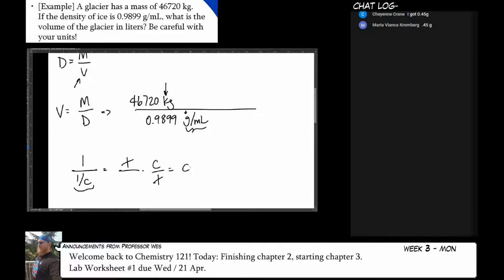Now, why is that important? Because units, you could treat units like numbers. So if I have units on the bottom, it's like I am multiplying by the reciprocal. And so my units can go like this, right? In fact, if I get rid of these, I'm going to put them back in just a second here. Now it's like I have 0.9899 grams per milliliter.